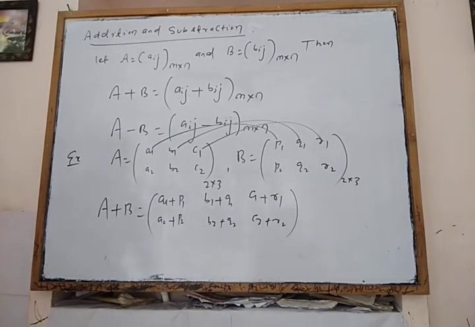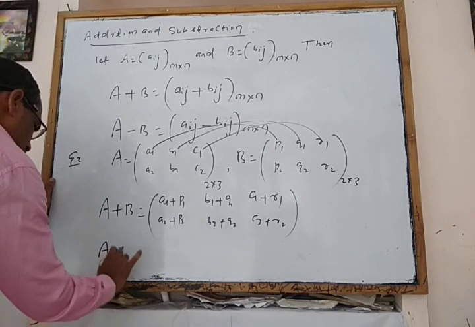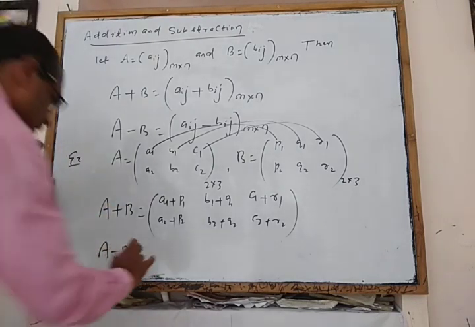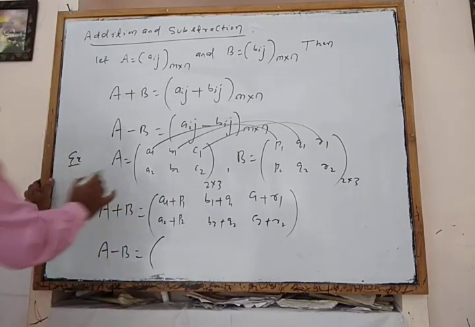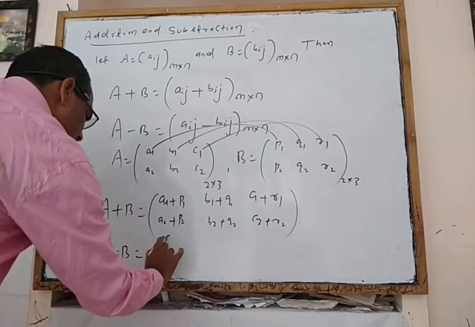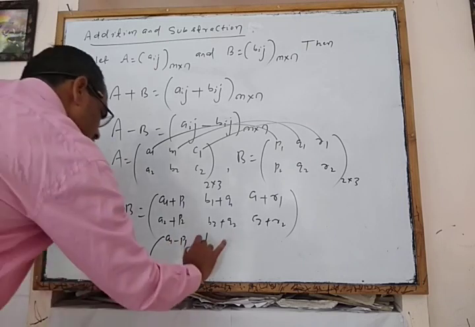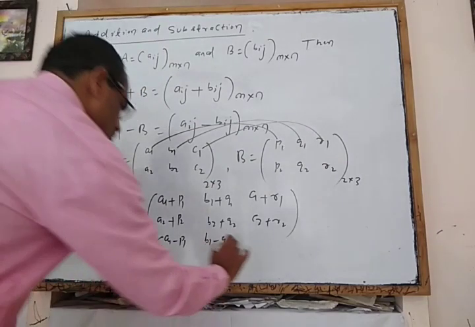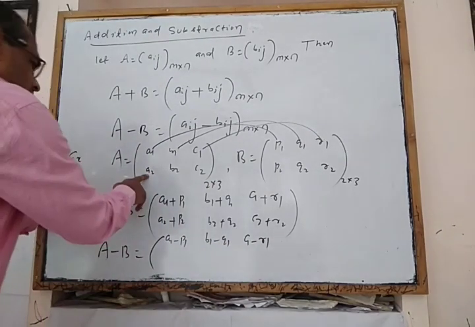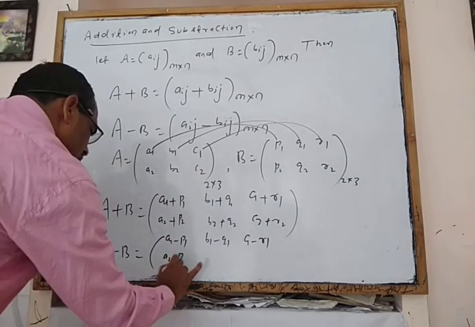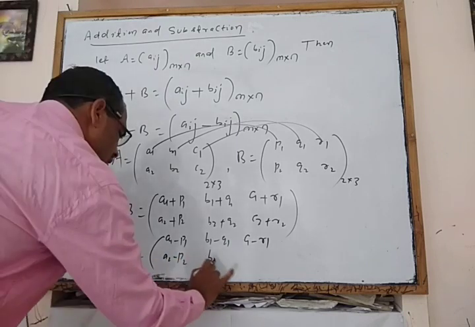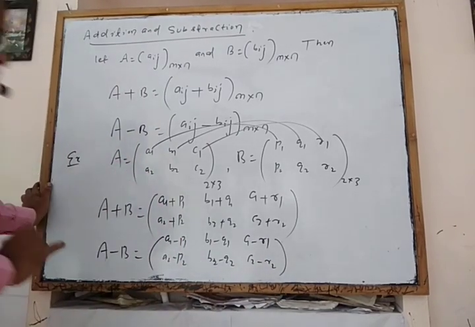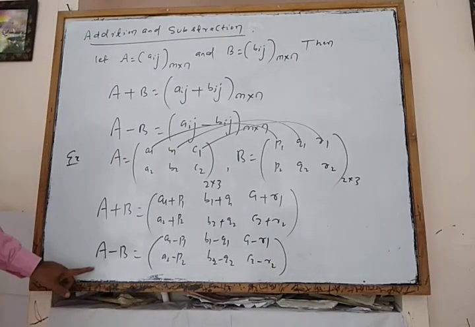Here A plus B, and A minus B is subtraction, means you have to subtract the corresponding elements of both matrices. A1 minus P1, B1 minus Q1, C1 minus R1. Similarly A2 minus P2, B2 minus Q2. Here C2 minus R2. This is the addition and this is the subtraction.